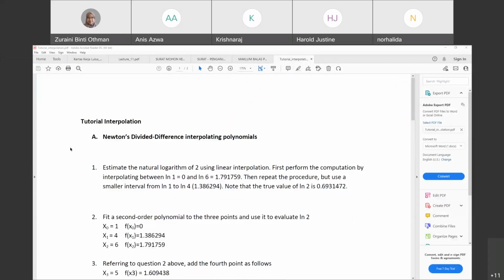Okay, for today, I will not go through all the questions, but I'll give you the final answers so that you can check if you try to do this exercise. Okay, now we go to the tutorial on interpolation. I already put the tutorial, the notes and yesterday's recorded class in your folder, so you can learn from them.